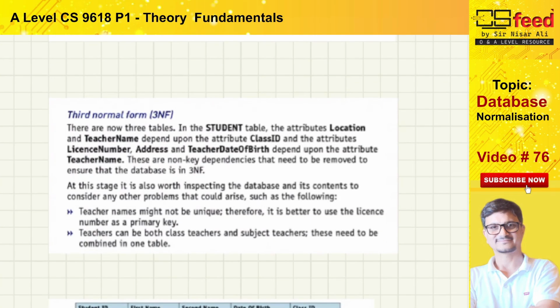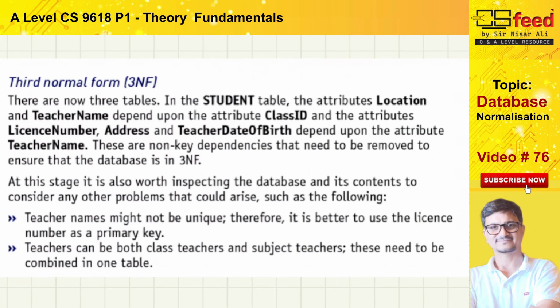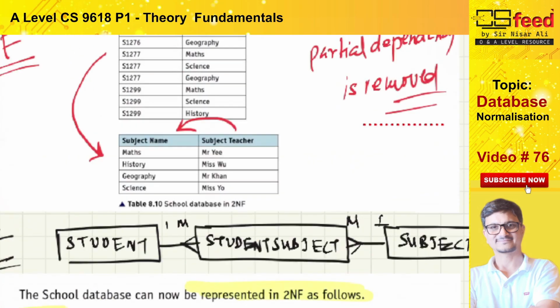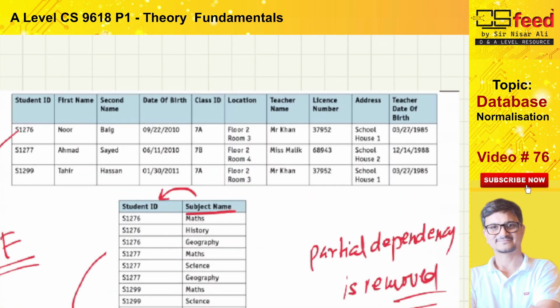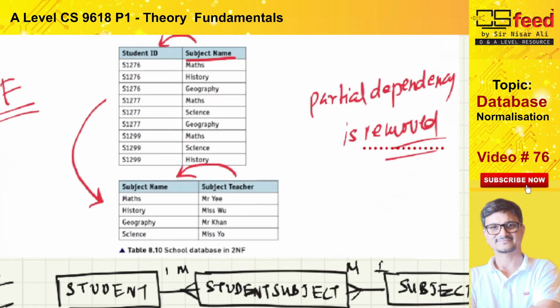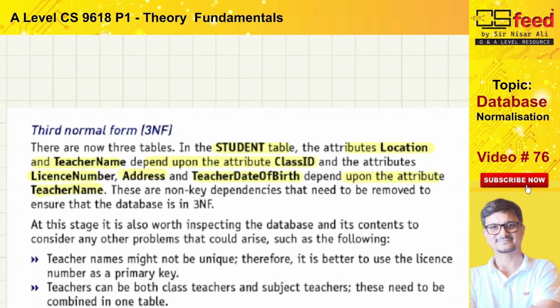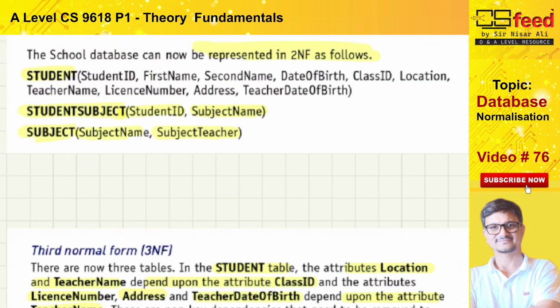Now moving to the third NF, which is very important. In the third NF, now there are 3 tables which we have created here. All right. In the student table, the attributes location and the teacher name depend upon the attribute class ID, and the attributes license number, address, and teacher date of birth depend upon the attribute teacher name. If you see, we are coming to table number 1, this one. It says that there are now 3 tables. In the student table, the attributes location and teacher name depend upon the attribute class ID.